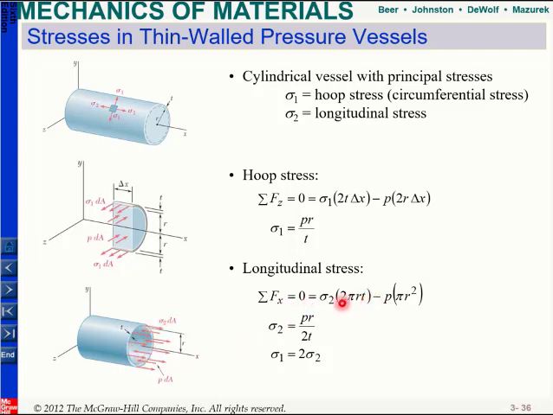Okay, so it will give the area of this tube, times sigma 2. If I write the equilibrium, you will find that your sigma 2 is equal to PR over 2T. So what you realize is your longitudinal stress is half of your hoop stress, and both of them are normal stresses. In this case we only have normal stress, we don't have any shear.